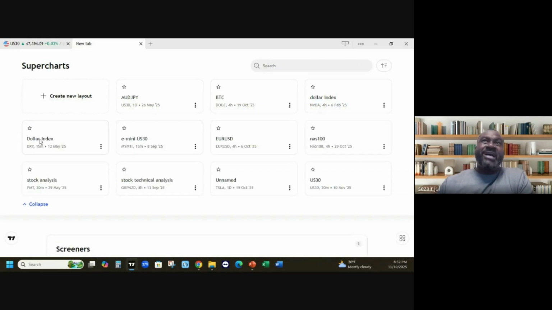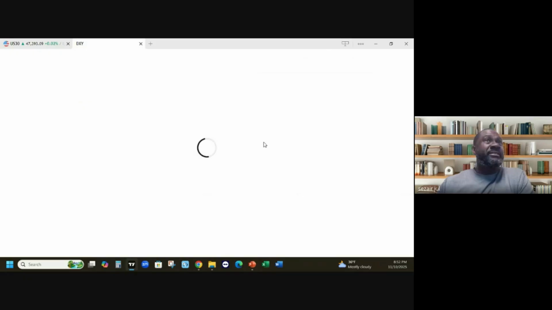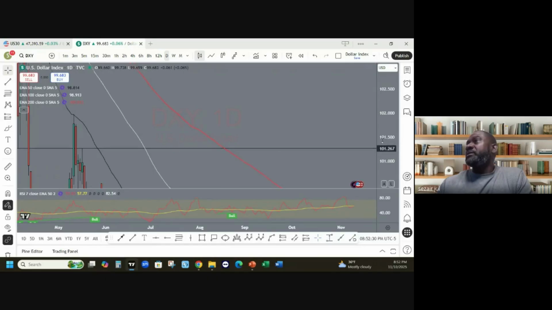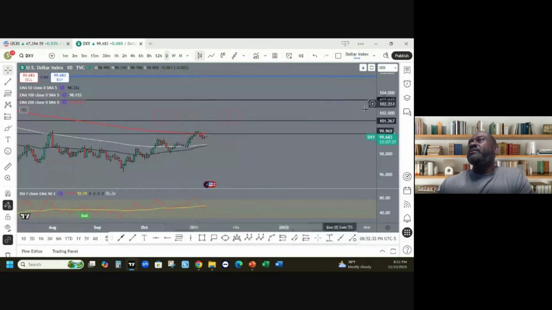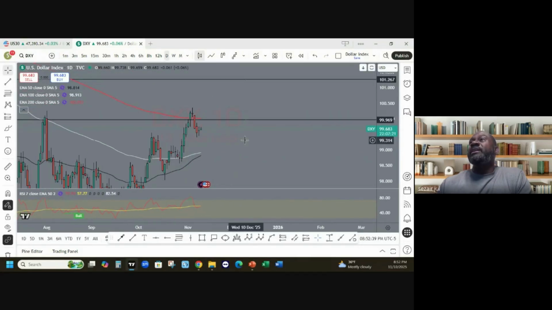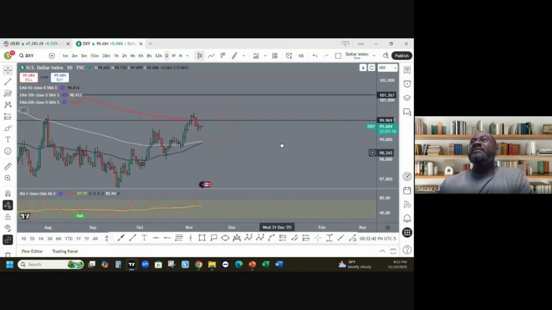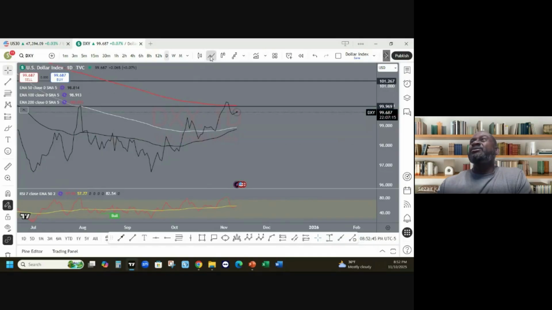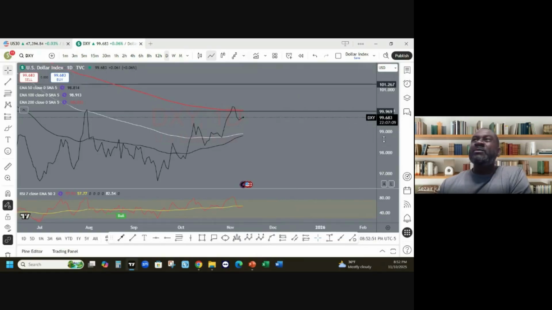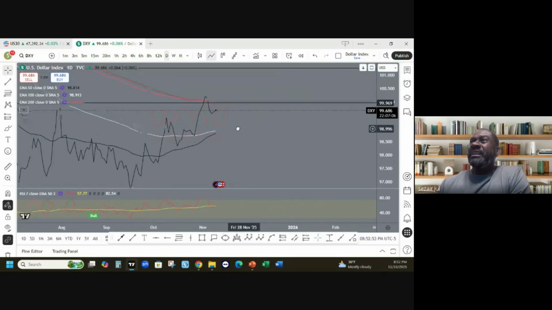So this is my dollar index layout. I'm going to open it. We're going to look at what happened to the dollar index today. It's taking a minute. All right, where's my dollar index? Oh, there it is. Okay. This is the dollar index, guys. Let's do a line chart. This is a line chart. Most people use that. Okay, the line chart.